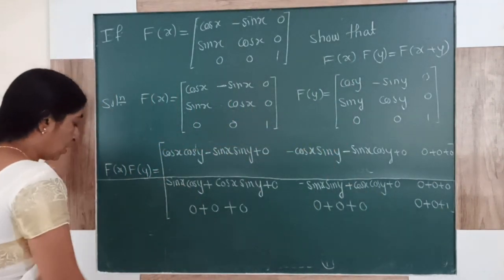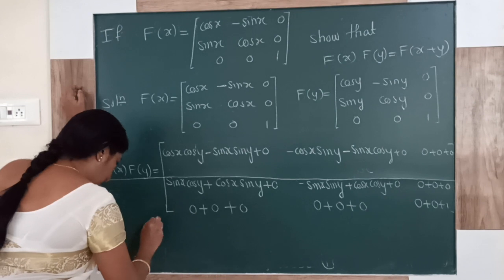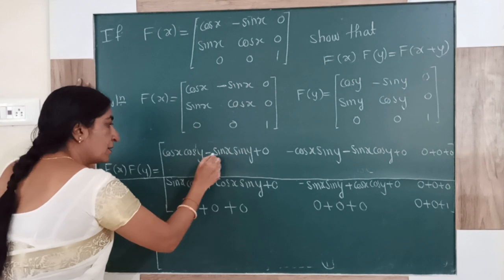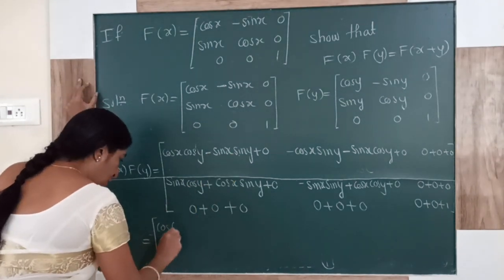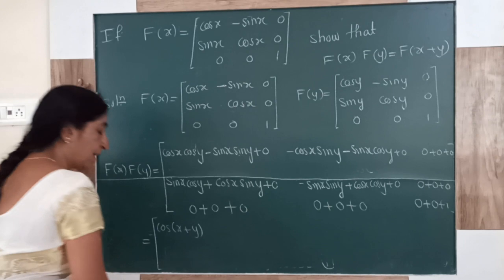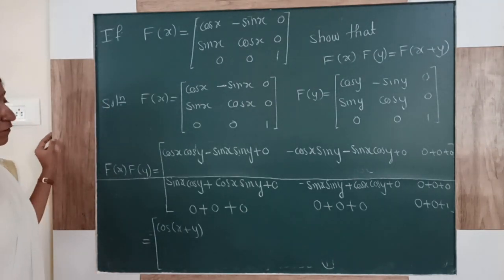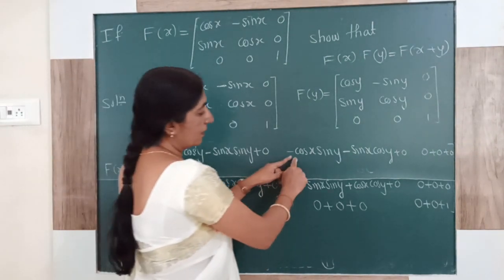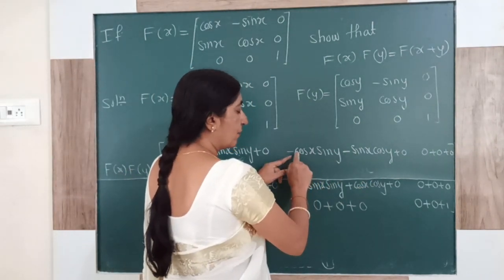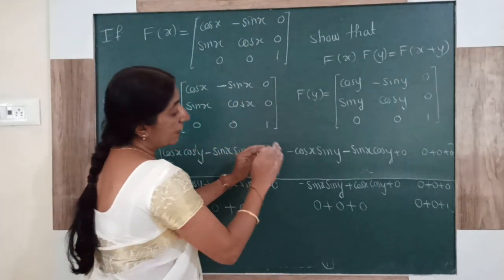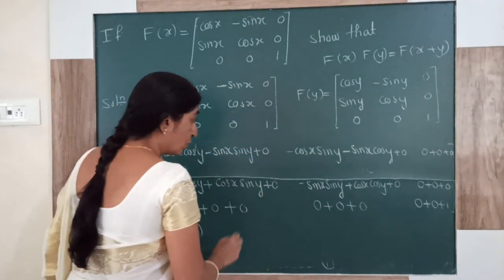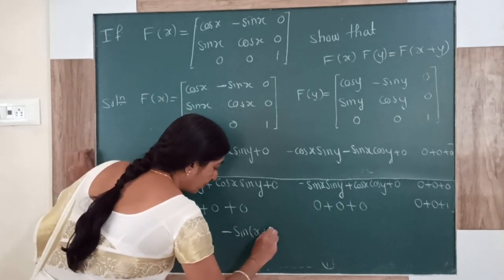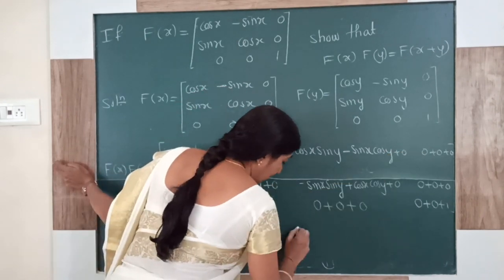Now, are you familiar with trigonometric formulas? Cos x into cos y minus sin x into sin y will be cos of x plus y. It is the trigonometric ratios of compound angles, which you studied in the first year in trigonometry. And here if you take minus common, you will get sin x into cos y plus cos x into sin y, with minus outside. What will be your answer? Sin of x plus y. And the next one is 0.